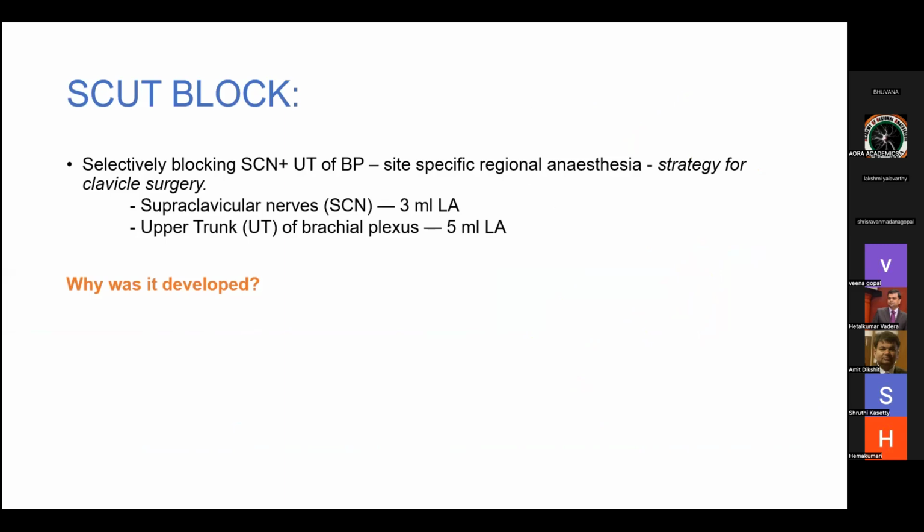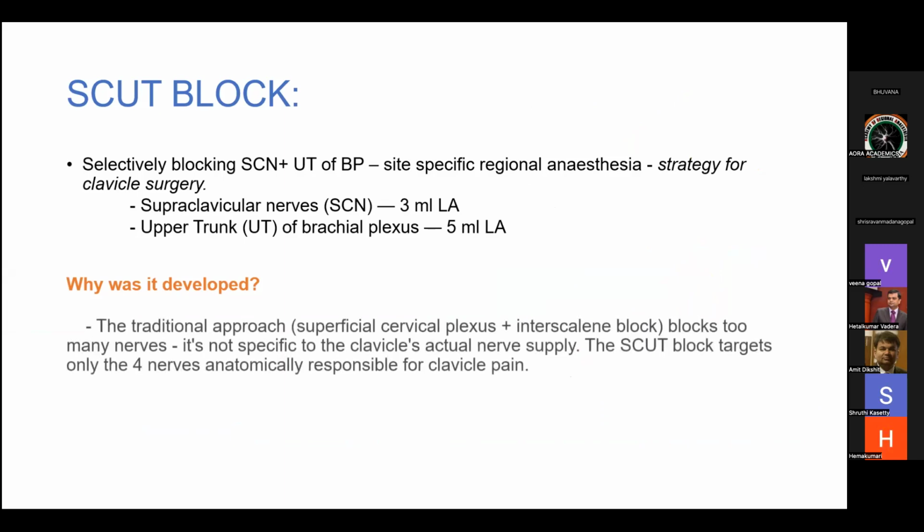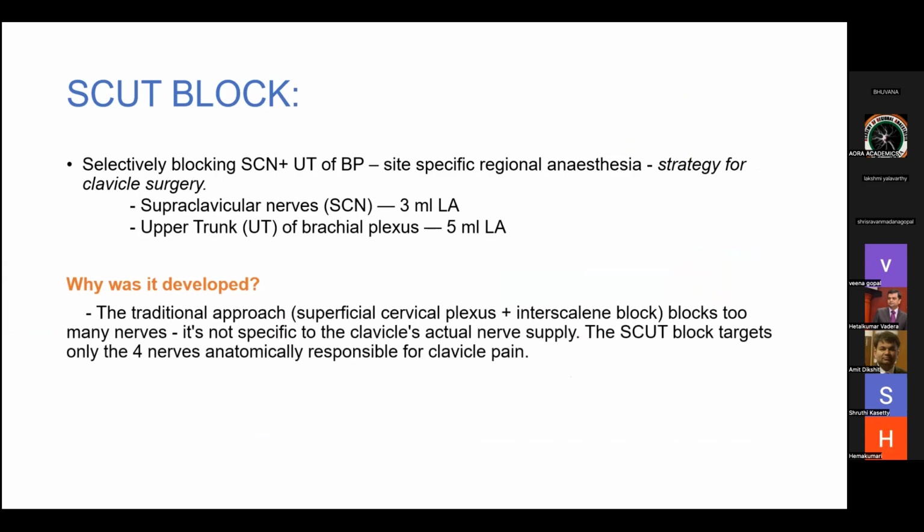The next block is the SCUT block. SCUT block is nothing but selective blocking of the supraclavicular nerve with the upper trunk of the brachial plexus. It's mainly site-specific regional anesthesia. This is one of the strategies for clavicle surgeries. Why was it developed? Because in the traditional approach, if you go with superficial cervical plexus with interscalene block, we are blocking too many nerves, which are not specific to the clavicle actually. So in the SCUT block, we are mainly targeting the four nerves which are anatomically responsible for clavicular pain.